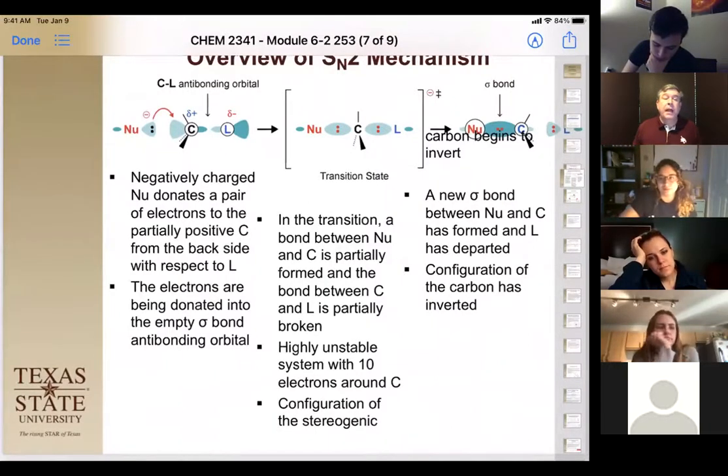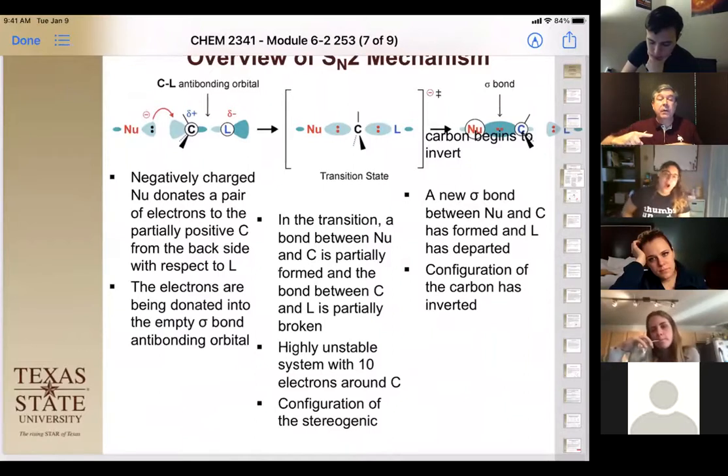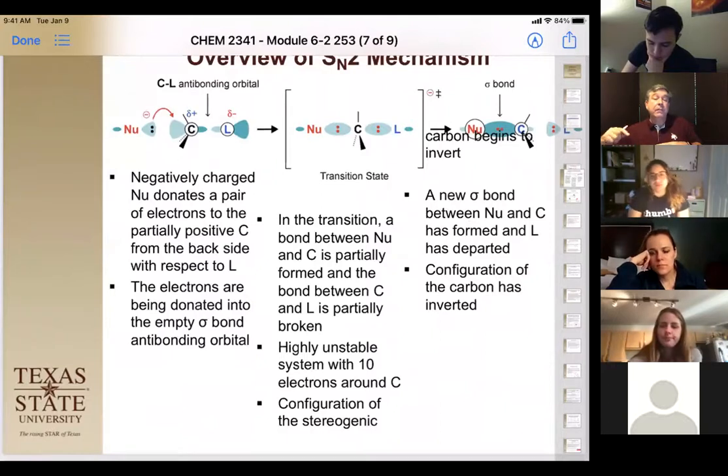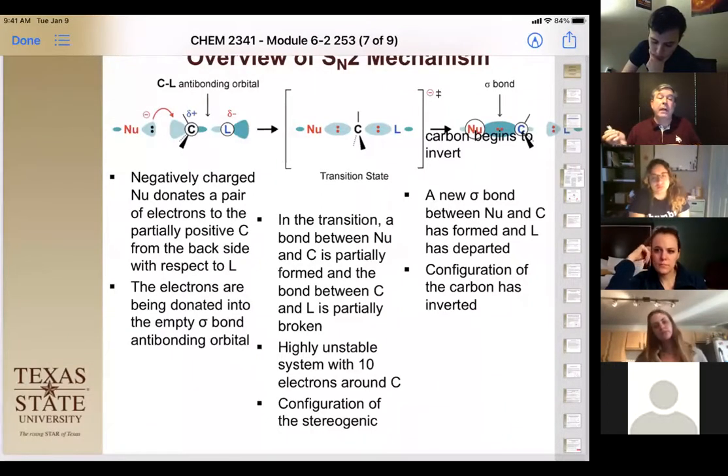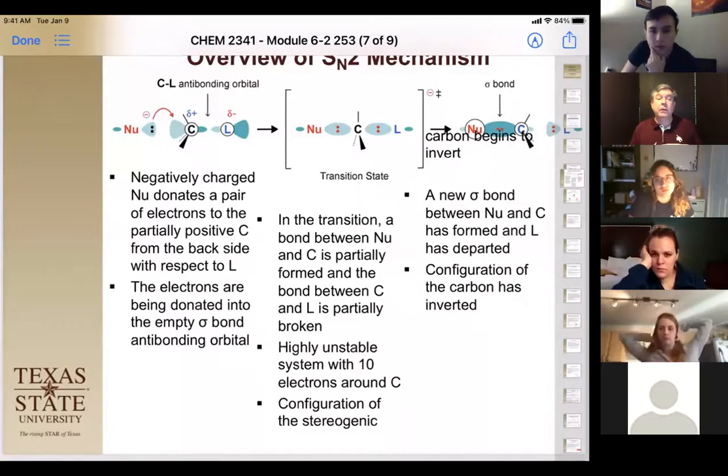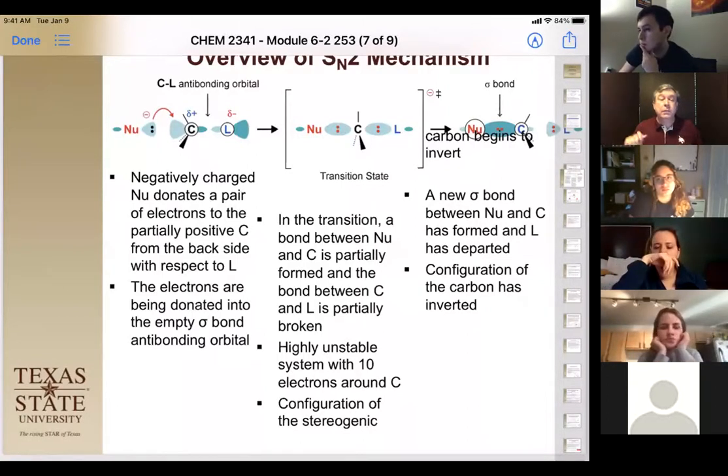So overall, what we have is a negative charge, a lone pair, that is going to come in and start to form a new sigma bond. Okay. We're going to have the two electrons from the current sigma bond start to leave and go onto that group that's going to leave. And therefore, we form a new sigma bond with our nucleophile. We form a new species that has the lone pair from the sigma bond on the leaving group, and we have inversion of the carbon center.